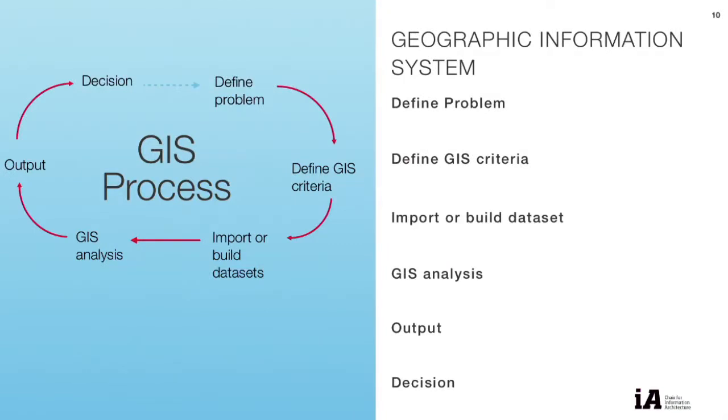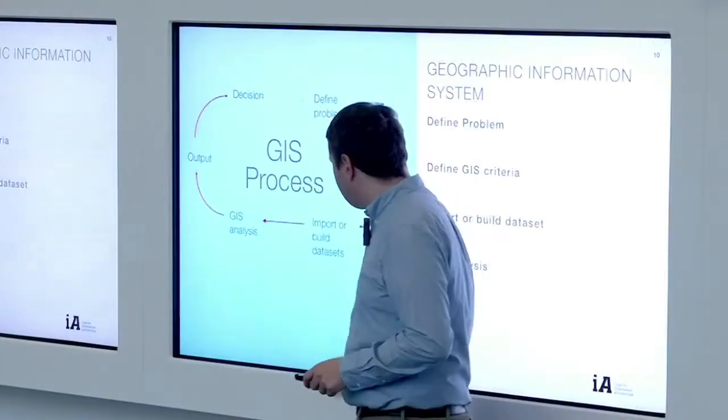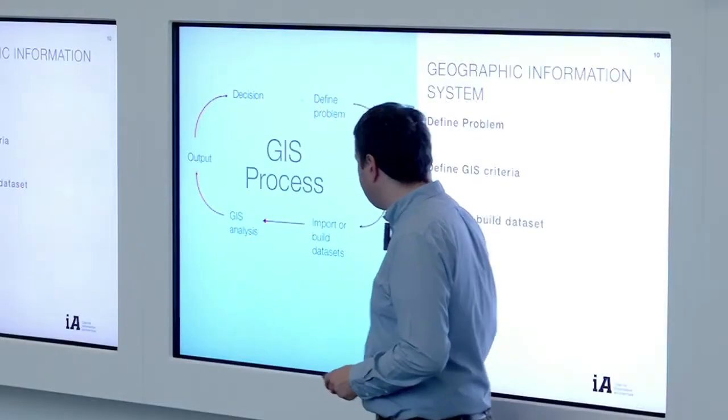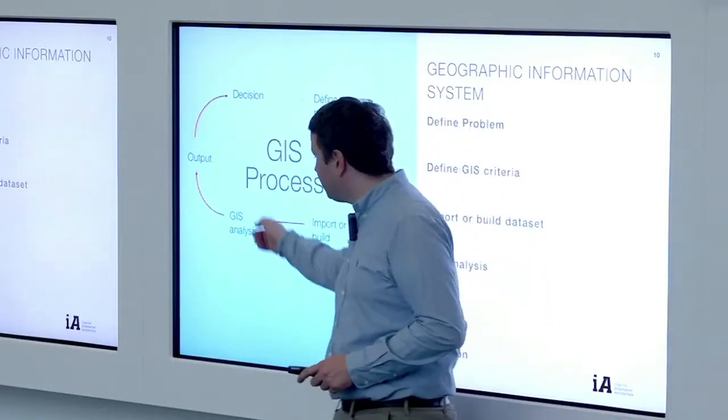And actually, if you see here, it's pretty much next to the design process. At the beginning, we want to find out about a problem. We find out the criteria for the GIS. We build a data set because we want to do something there, like put all our maps together, for instance, and connect it with statistical information. And then we do an analysis.